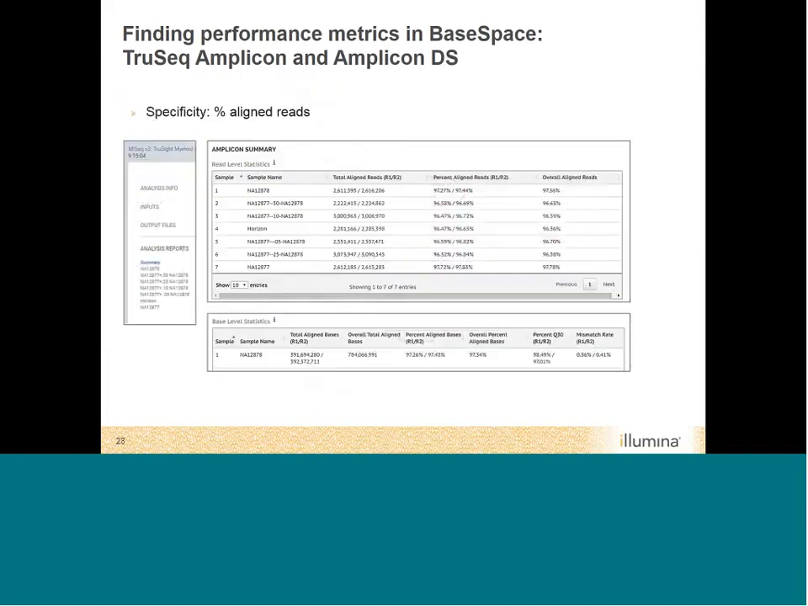Now for the specificity value, we want to go back to the summary section, and that is shown here, the percent of aligned reads. You'll see typically for our Amplicon values, that's going to be very high, higher than for instance, for a typical enrichment analysis quite often. So this is where that value is again summarized for each of the samples in your project.